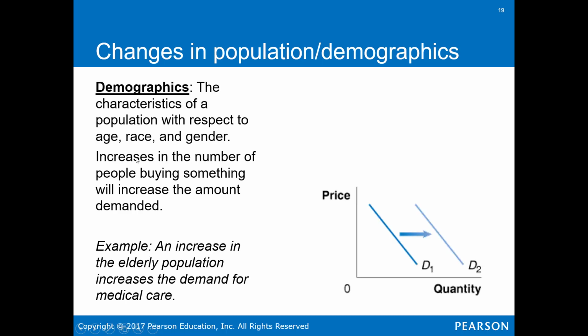Demographics: the characteristics with respect to age, race, and gender. An increase in the number of people buying something will increase the amount demanded. An example: as the elderly population increases, demand for medical care is going to increase. So as the population changes and more people retire and are older, there's going to be a demand shift, from D1 to D2, an increase in demand in healthcare.